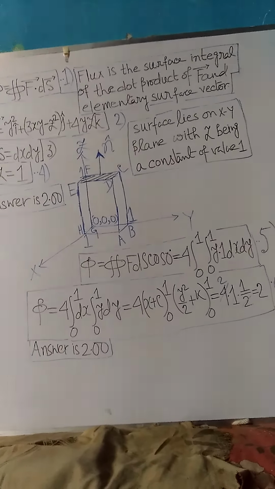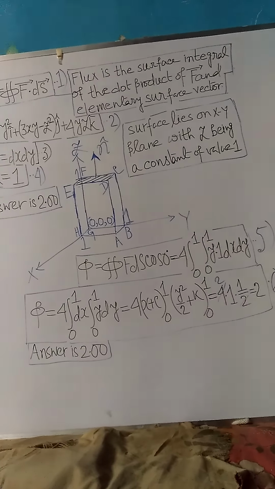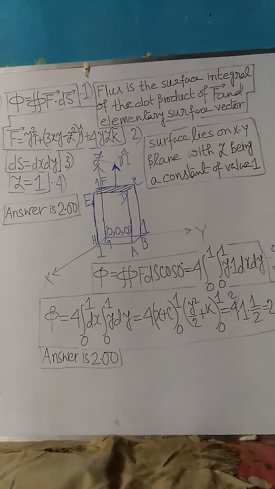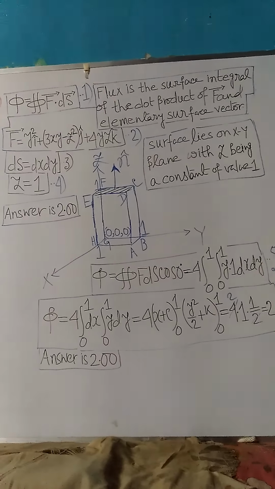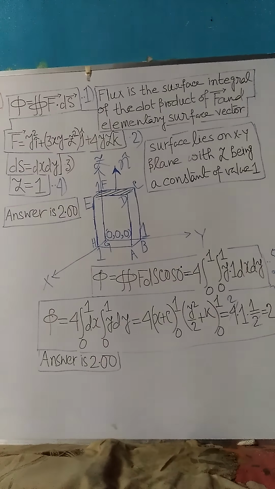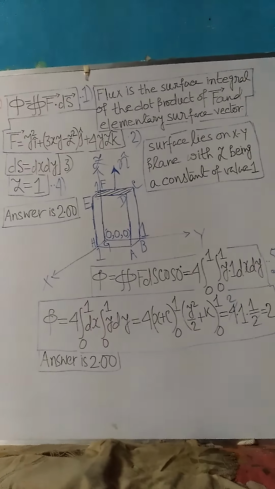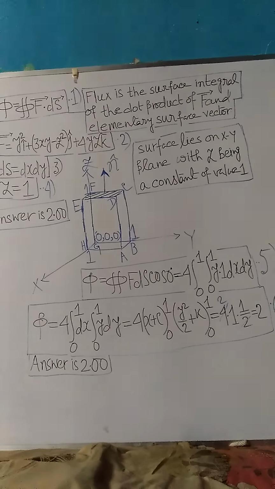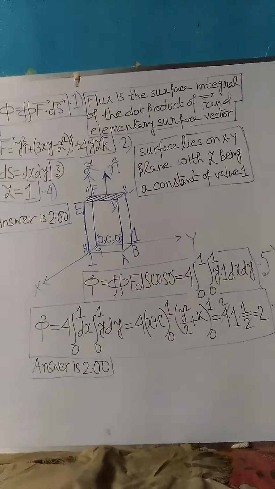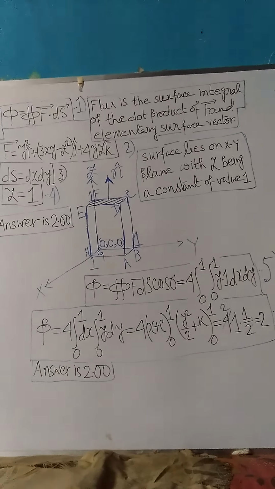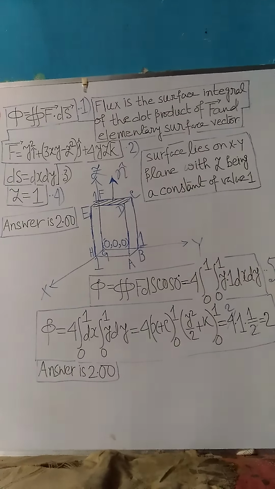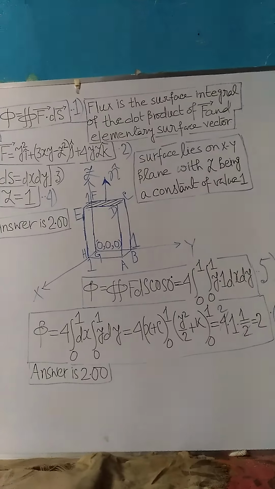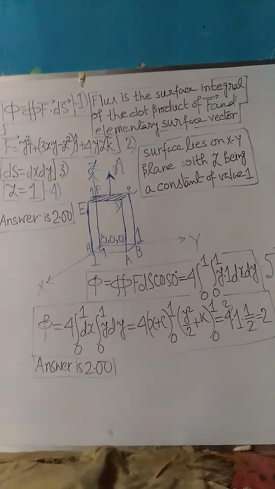And other important findings from the ongoing discussion are summarized in equations 3 and 4, which are apparently very short equations, but they are very important for the sake of the problem. So ds equal to dx dy and z equal to 1. These are the mathematical statements of equations 3 and 4. And the important findings from the discussion are also summarized in the box just opposite to equations 3 and 4, that is on the right side of the figure towards the top of the board. As written, you can see surface lies on xy plane with z being a constant of value 1.